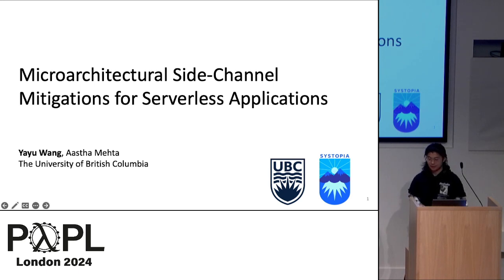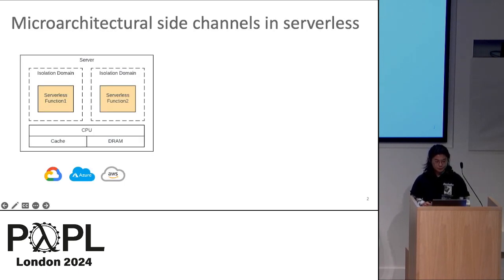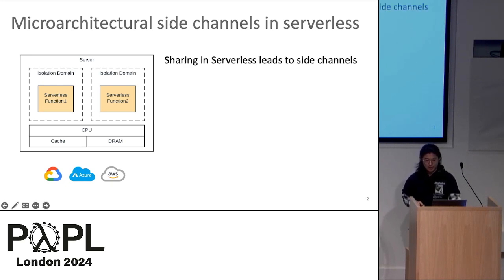So let's start with the serverless architecture. Today, serverless platforms run serverless functions from different tenants on a shared server to achieve multi-tenancy. Even though serverless functions from different tenants run in logically isolated compartments, for example, virtual machines or Docker containers, they end up sharing the hardware resources, including CPU, cache, RAM, etc. And the resource sharing in serverless leads to microarchitectural side channels.